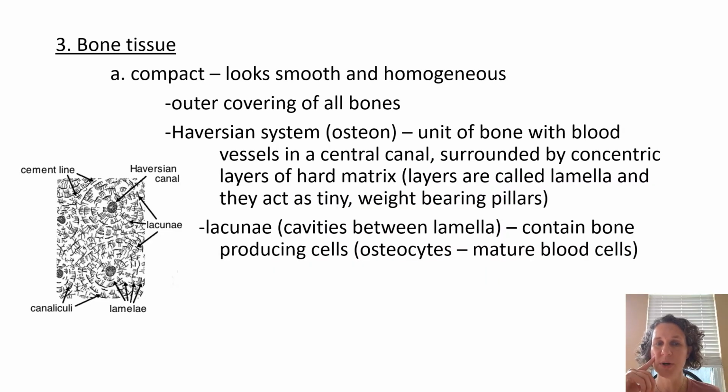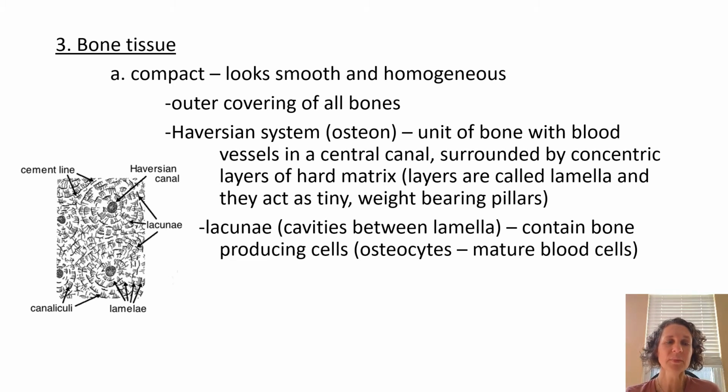Okay, so now bone tissue. There's a couple of types of bone tissue that we're going to look at. And the first is compact. When you think of a skeleton and you think of just the white, smooth, that's the compact bone. That's usually the outer covering. So that's what we see.